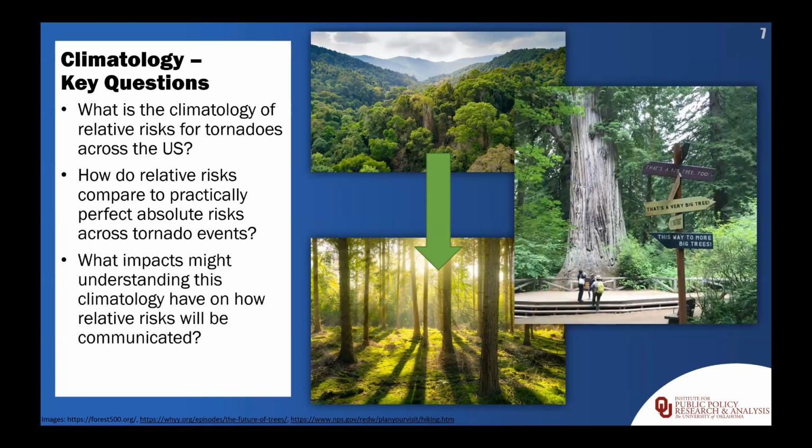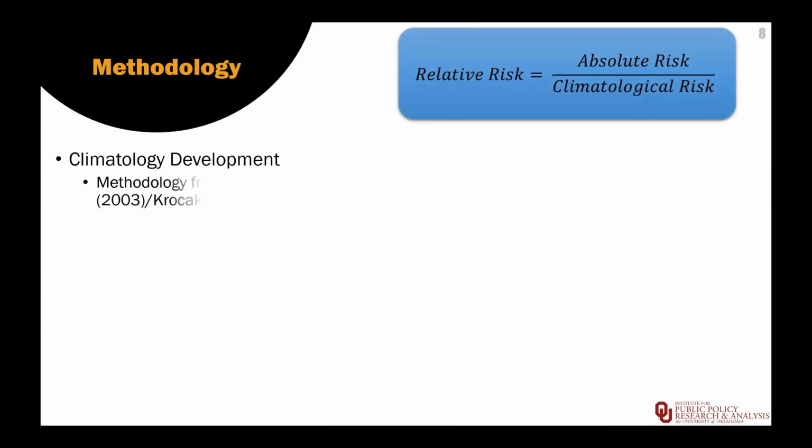And then finally, what impacts might understanding this climatology have on the relative risks that will be communicated? Basically, how are we going to tell people where the really big trees in this forest are? So for methodology for this section, we first need to calculate relative risks for a large body of climatological data.